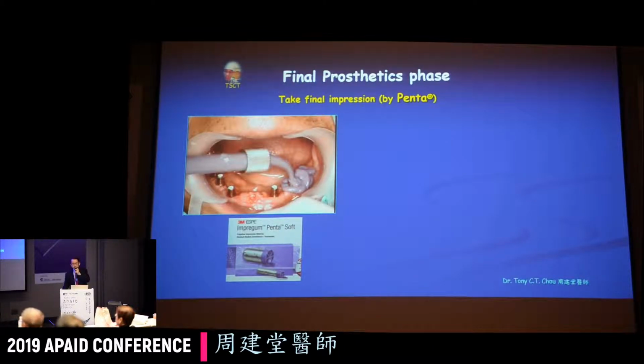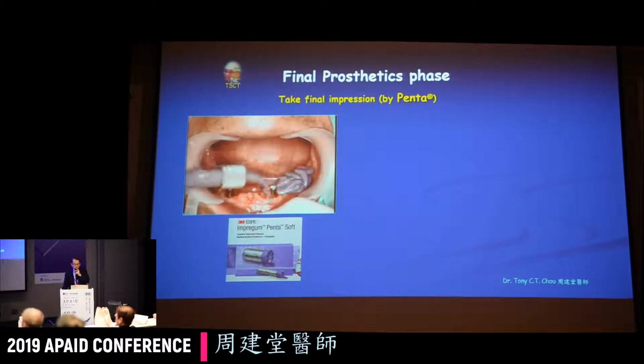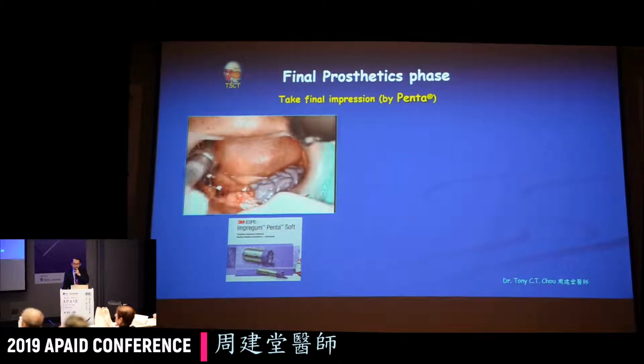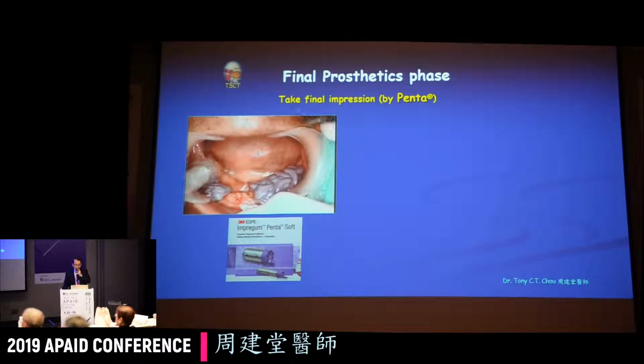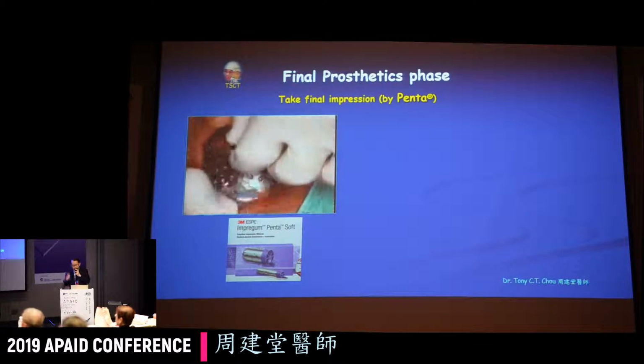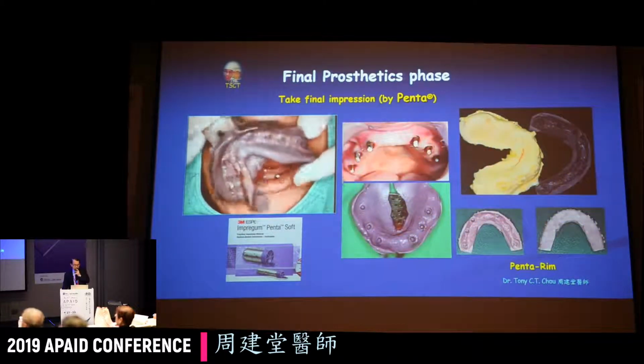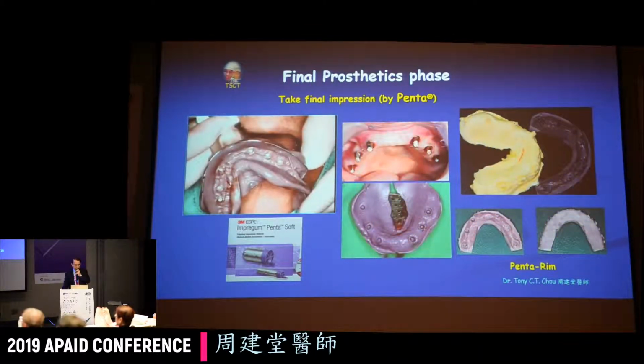First we remove the provisional and take the impression. We take the impression with the pentasoft, and then we get a pentaring. This pentaring is cut from the impression material, so I call it the pentaring. And we use the pentaring.